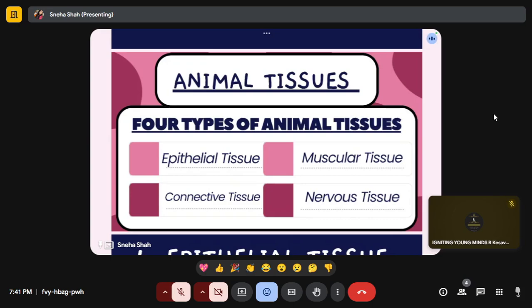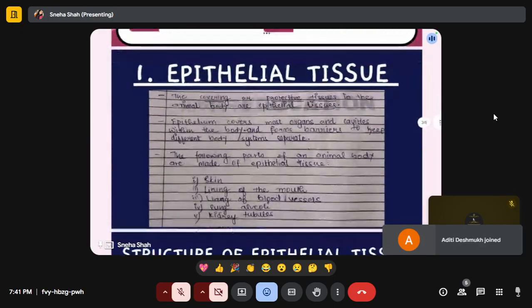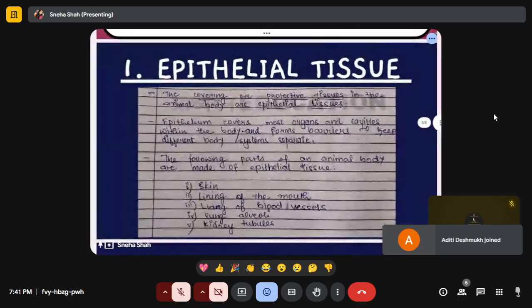We will understand each of these types in extreme detail. Today we will begin with epithelial tissue. Epithelial tissue itself has four subtypes. So today we will understand the first subtype. Okay, let's go. We will understand epithelial tissue.